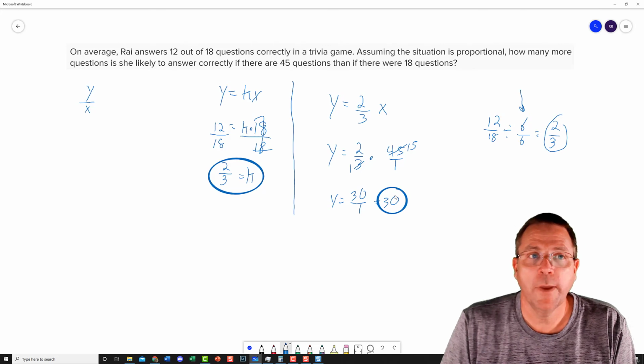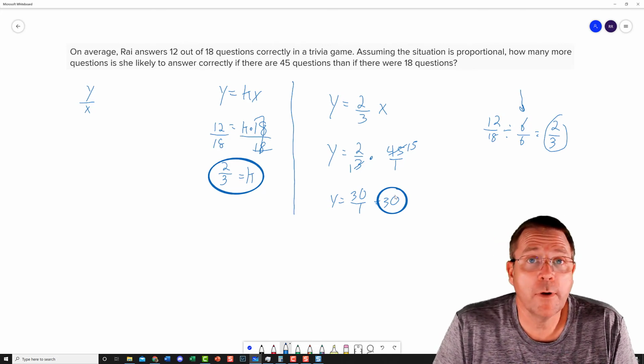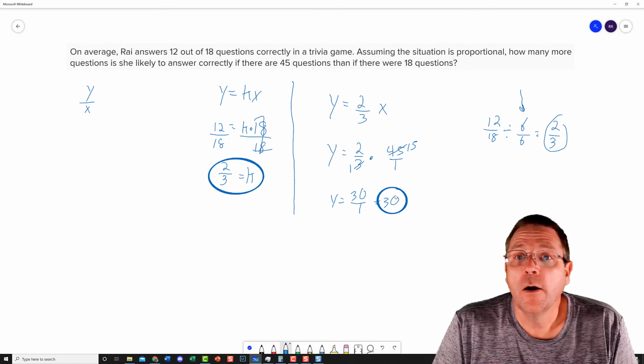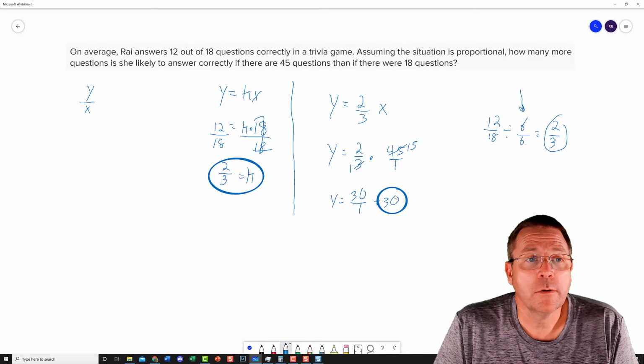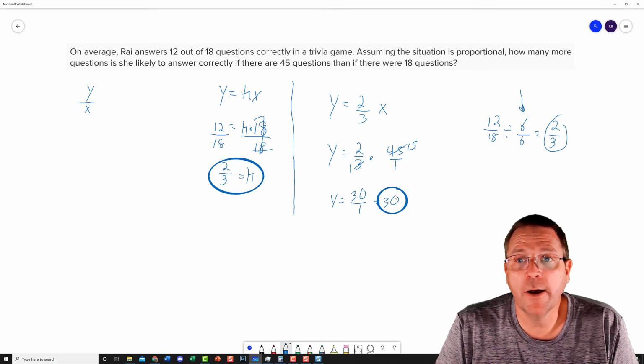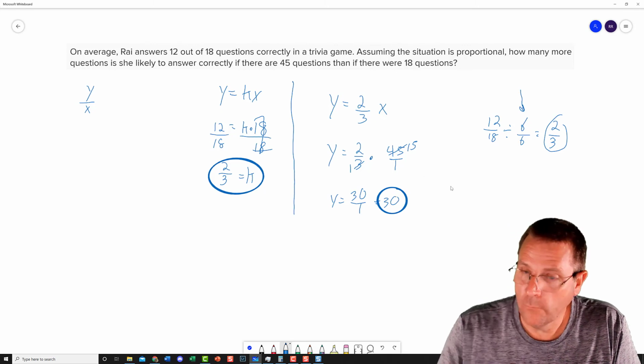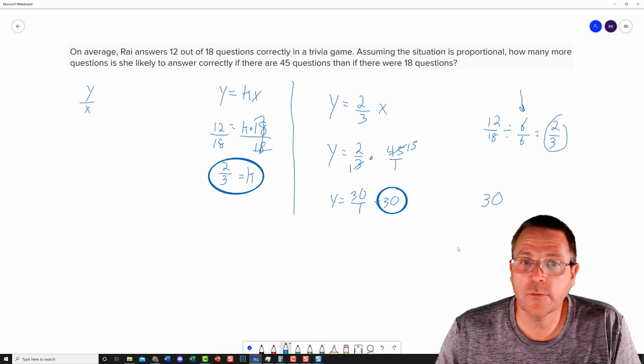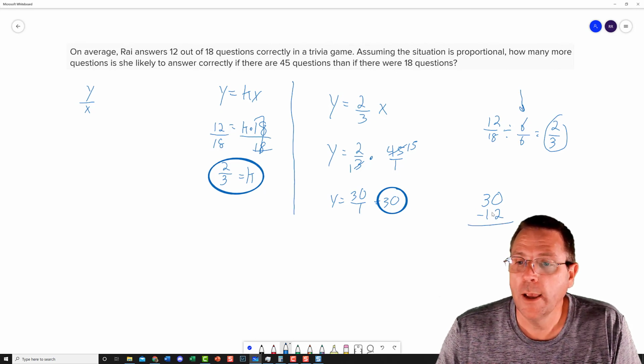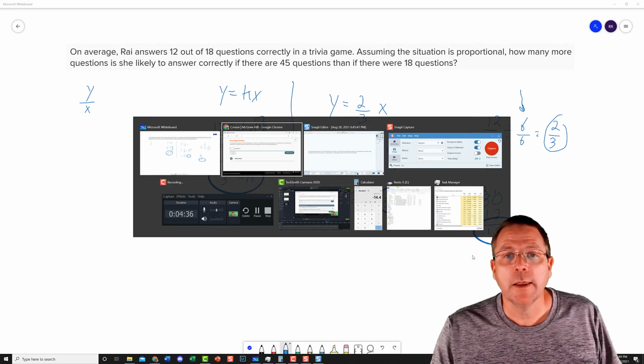So we could expect that Ray would answer 30 out of 45 questions correctly, but that is not the final answer. It wanted to know how many more, or what's the difference in the questions that she would be able to get. In 45 questions, she was likely to answer 30 correctly. In 18 questions, she was likely to answer 12 correctly. When you subtract those, you're going to need to do some borrowing. You're going to get an 8 and a 1. The answer we're looking for is going to be 18.